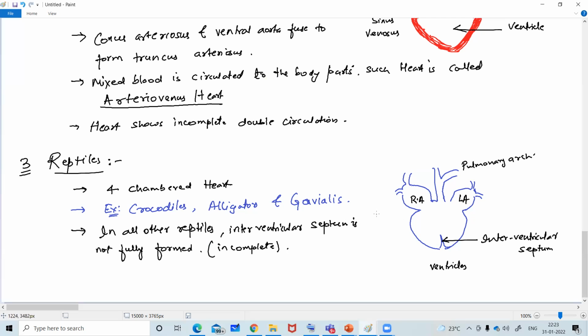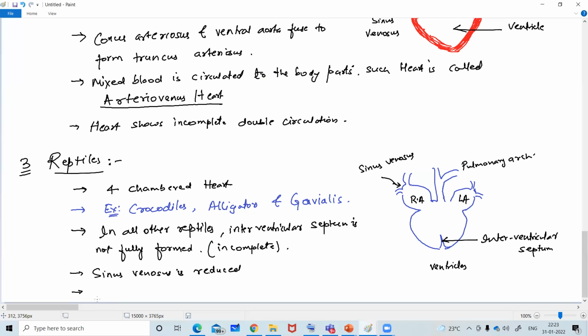Can you find sinus venosus? No, it is absent here. So you can say that sinus venosus is reduced. Even if it is present, it is quite less. So this junction, this particular midpoint, is called sinus venosus. Now here it is highly reduced.